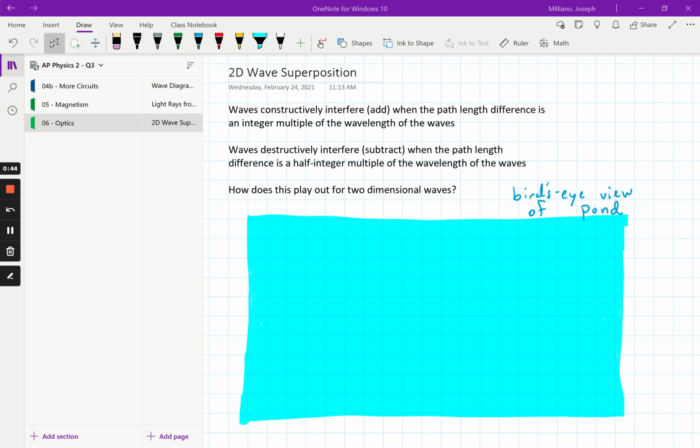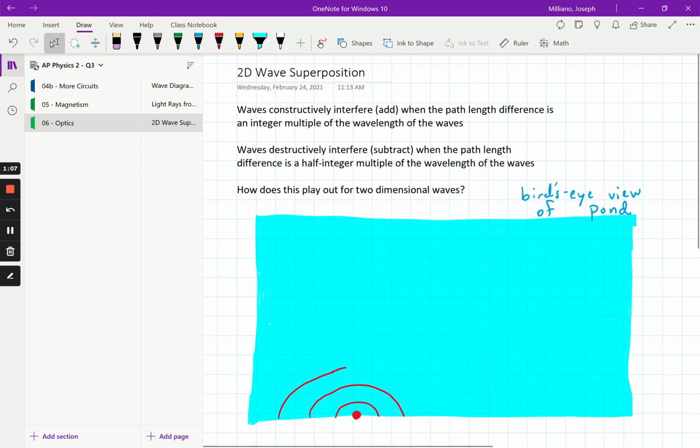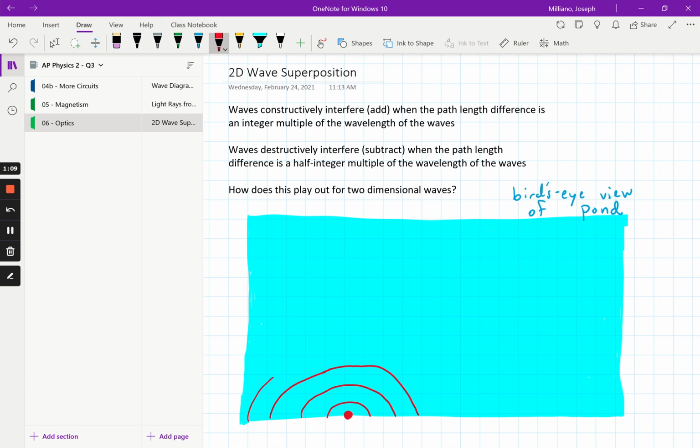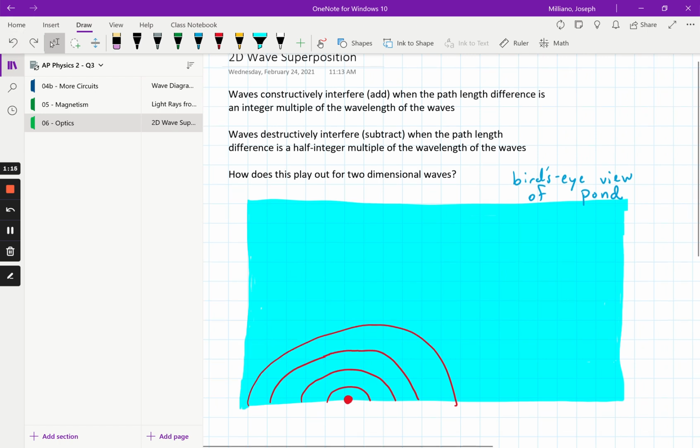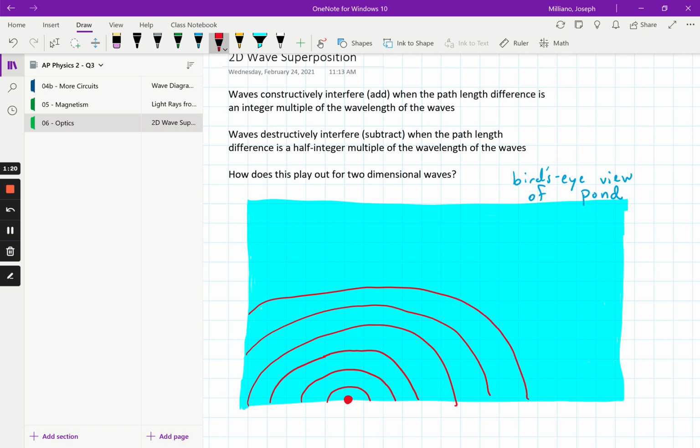The picture we have here, the blue rectangle, is supposed to be a bird's eye view of a pond. And I want us to imagine that at this location right here, I start tapping on the water. And each tap, a wave is going to ripple away from that source. And as I keep tapping, more and more waves are rippling out. And the picture starts to look more and more like this.